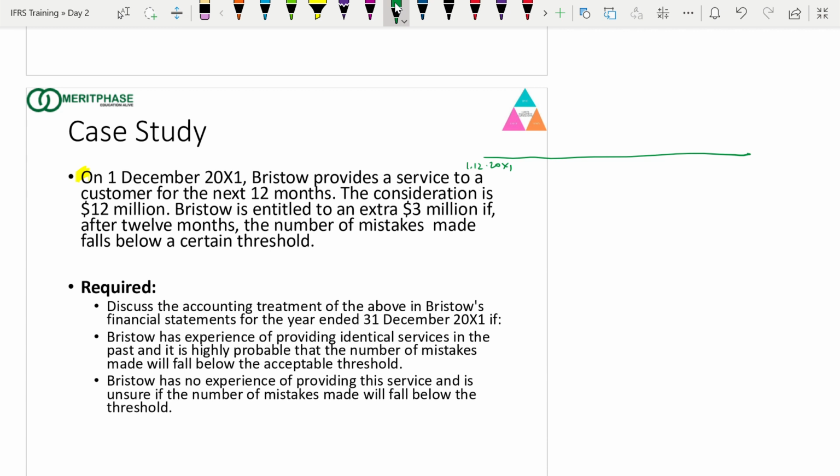The consideration is how much? The consideration is 12 million. They are entitled to an extra 3 million after 12 months, that is 30/11/2002. There is a condition that you make fewer mistakes, fewer errors. How much will you get then? 3 million.